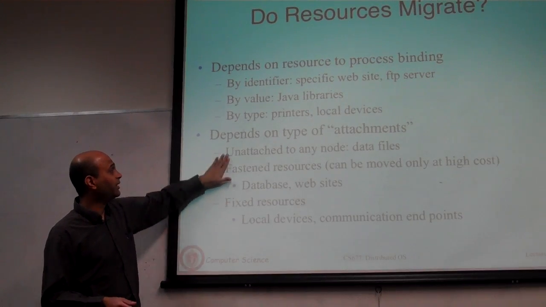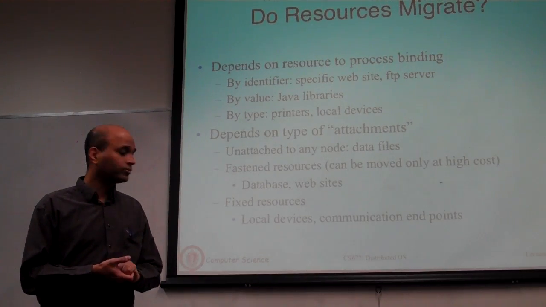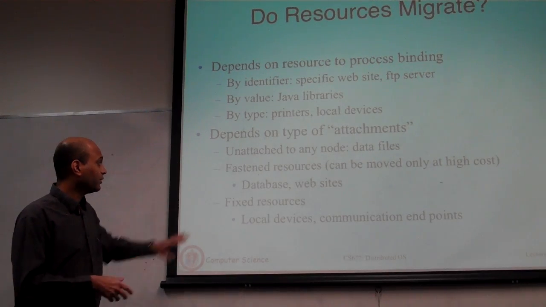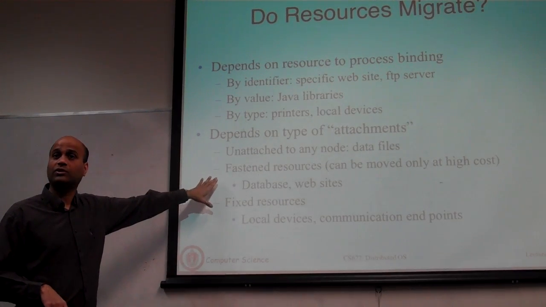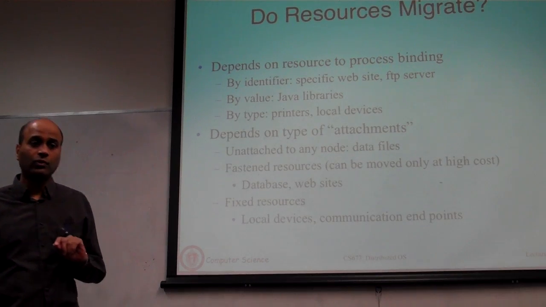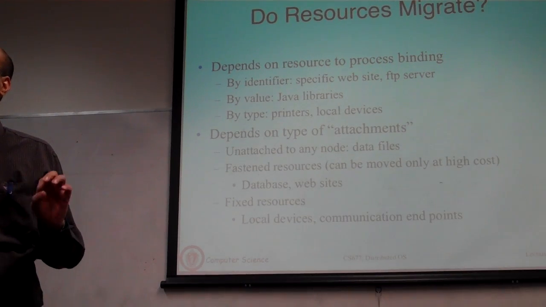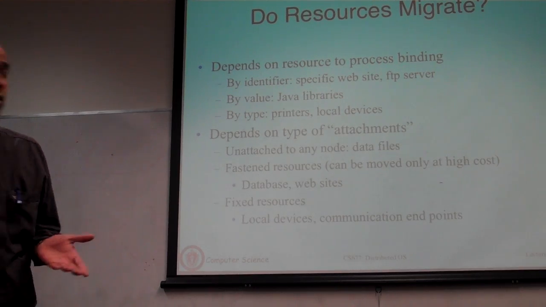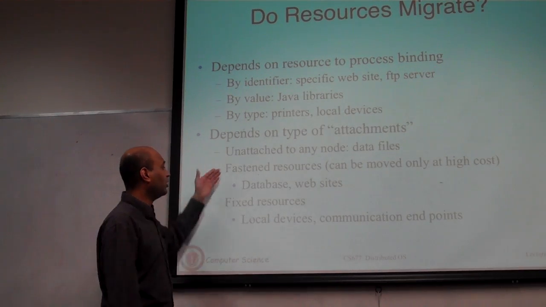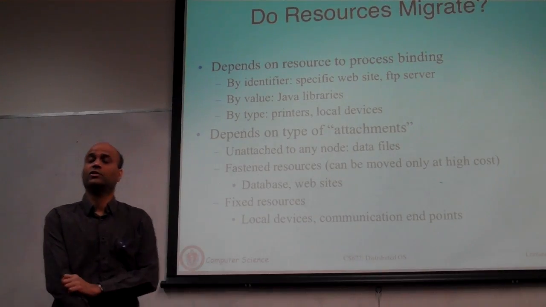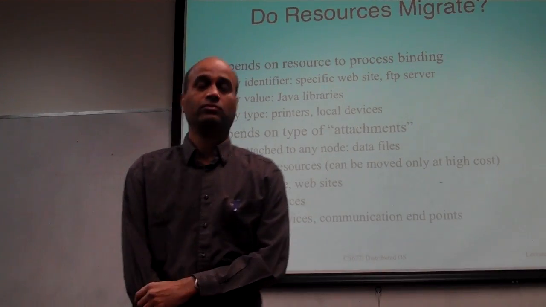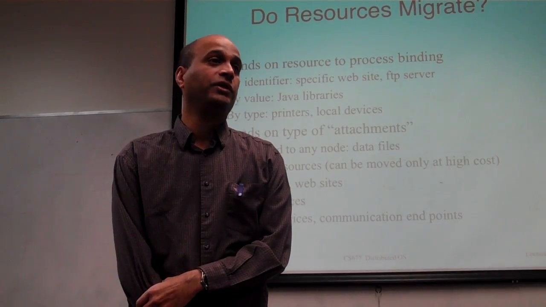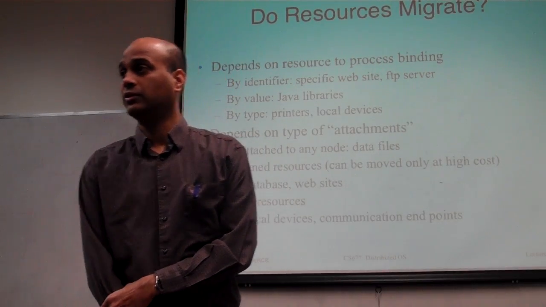Okay? So this is basically going to tell you how you deal with it. Okay? There is another dimension to think about, which is what kind of a resource is it in terms of whether its ability to migrate or not. Okay? There are some resources that we will call unattached resources. These resources you can move. Okay? A file may be an unattached resource. The file can hop from machine to machine, for instance.